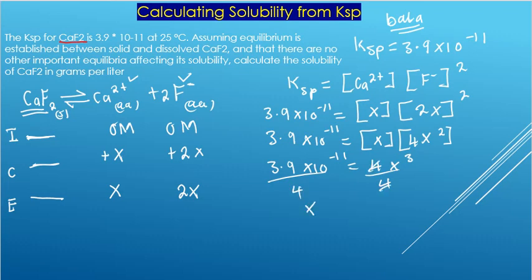And our x cubed is going to equal to, let's try to calculate 3.9 multiplied by 10 to the power negative 11. Okay, then divide by 4. So we get 9.75 multiplied by 10 to the power negative 12. And of course, we find our cube root.